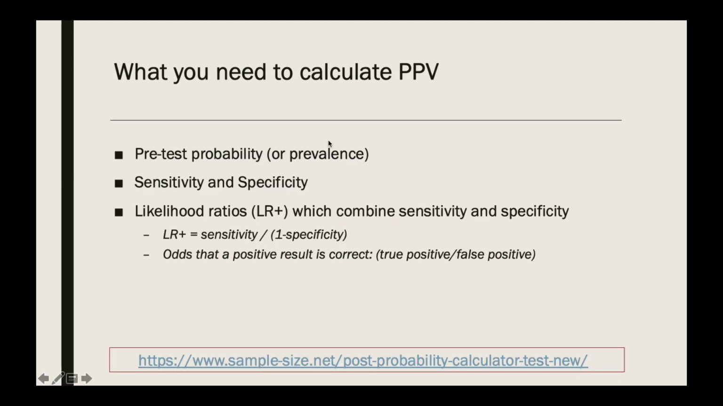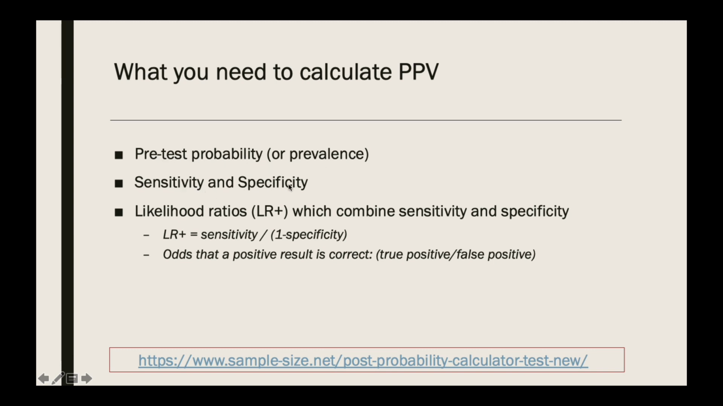What did you need to calculate the positive predictive value? Yes, of course, you need the pretest probability. In this case, it's the prevalence, but we'll see in a second when we apply a second test, the pretest probability will not be the prevalence. But in this case, the pretest probability was prevalence.